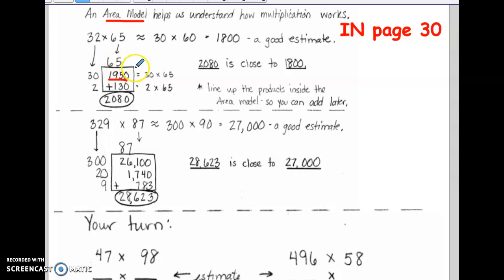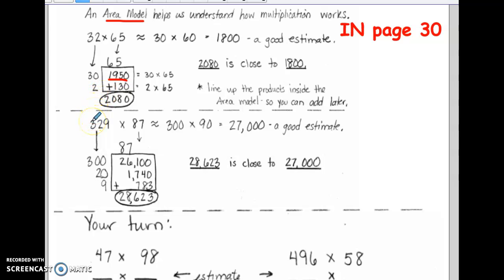You might be wondering why this is called an area model. Well, I kind of set up my rectangle in length times width format. And so we know that to find area, you multiply the length times the width. Let's take a look at another one.